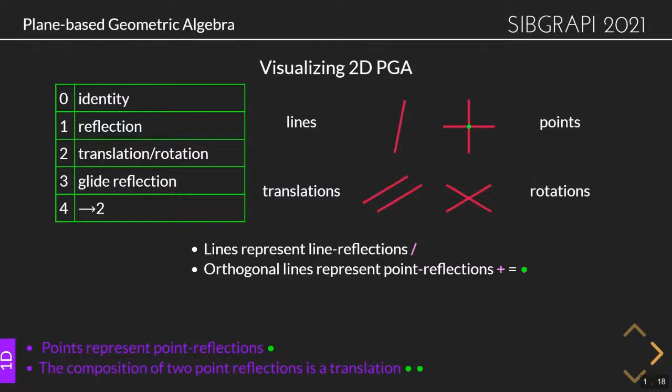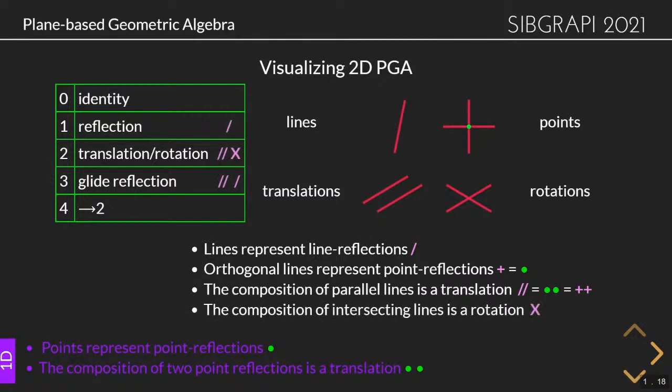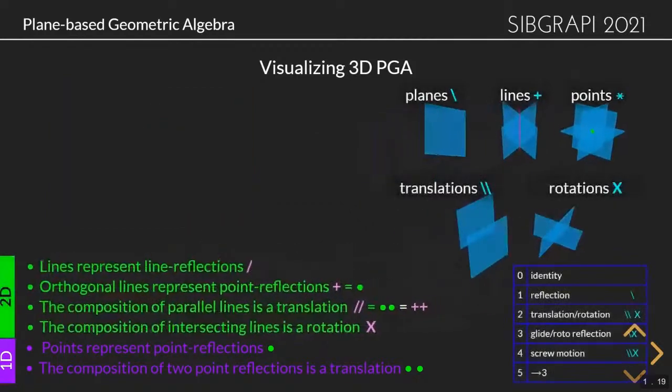And we can then, of course, use the same symbol we were using before. When we compose the parallel lines, we get a translation, which is two parallel lines. It's the same as the product of two points because, well, we still want 1D PGA to work. And those two points were actually two orthogonal intersecting mirrors. And if you compose those, then you also get a translation. And then the last one, when we compose intersecting lines, we get a rotation.